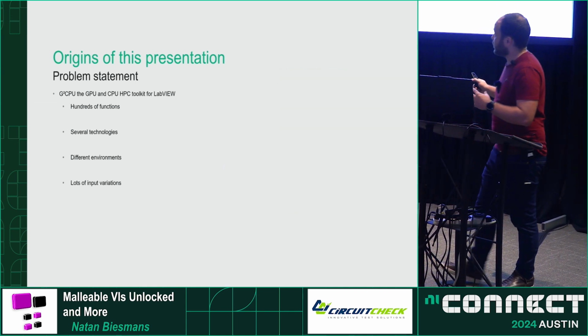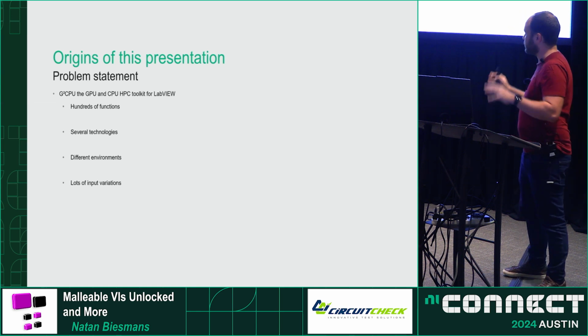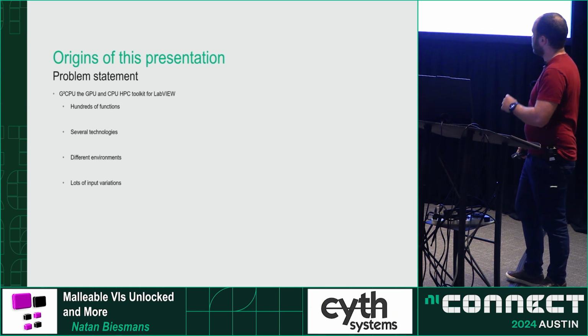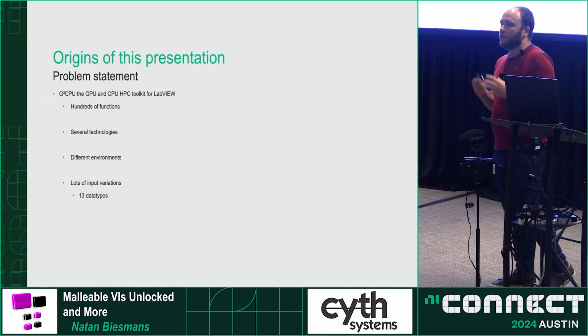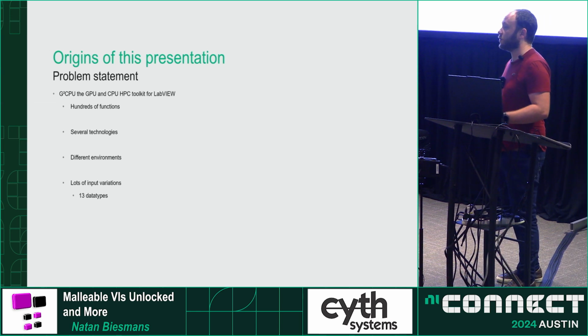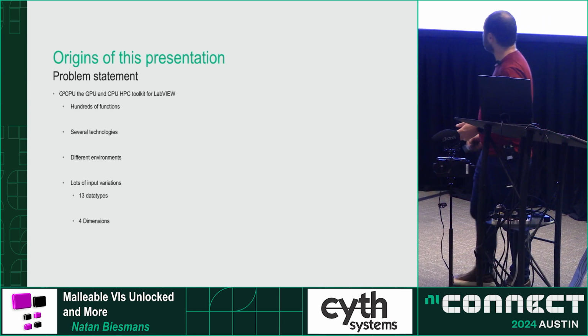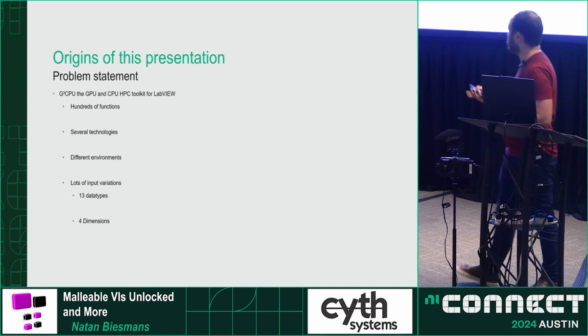The downside with these functions, and just to give you a sense of the scale, if I wouldn't use Malleable VIs, and that's going to be clear at a later stage as well. There are a lot of input variations. On every input, I support 13 data types: integers, floating point, complex numbers, a wide range. Four dimensions, so 1D, 2D, 3D, and so on.